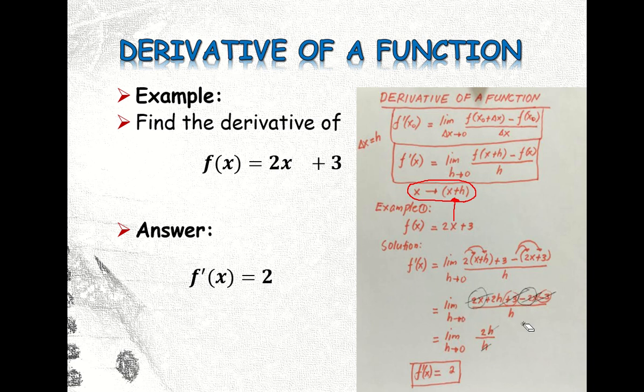Now, combining similar terms, we have 2x minus 2x, which is equal to 0. We also have positive 3 minus 3, which is 0. So what is left at the numerator is only 2h. At the denominator, we have h. So we now have the limit of 2h over h as h approaches 0. h divided by h is equal to 1. 2 times 1 equals 2. So that's why the derivative of the function is equal to 2.